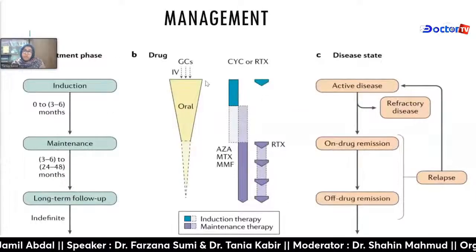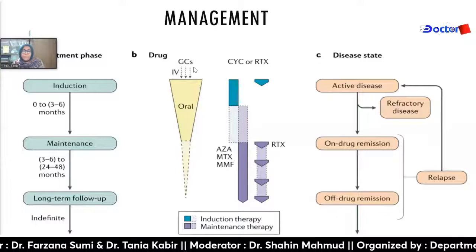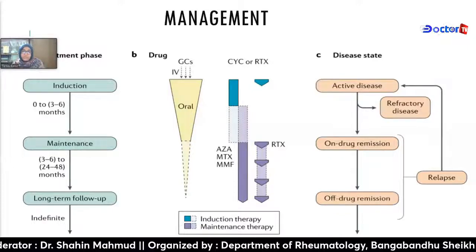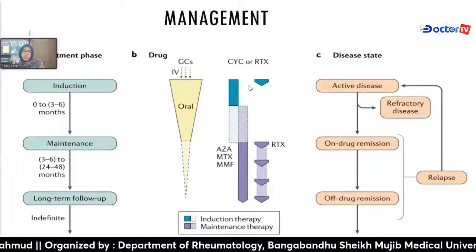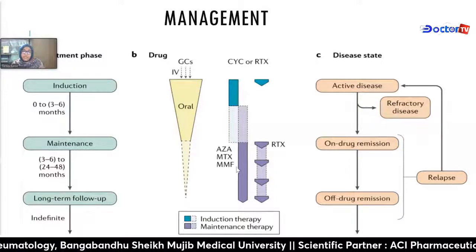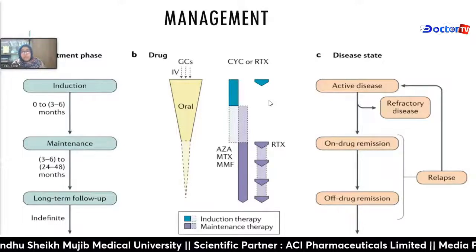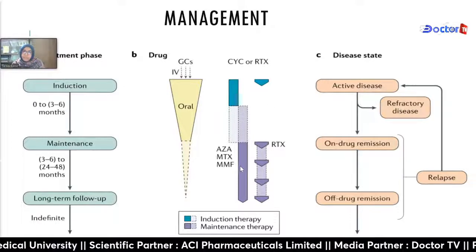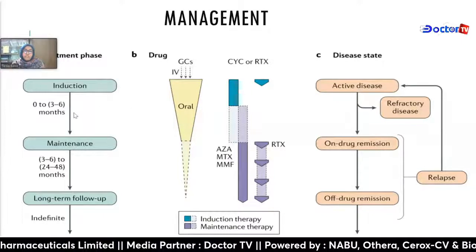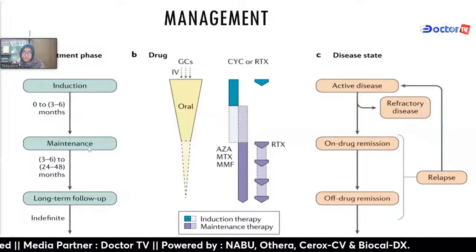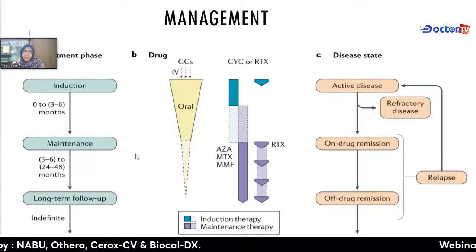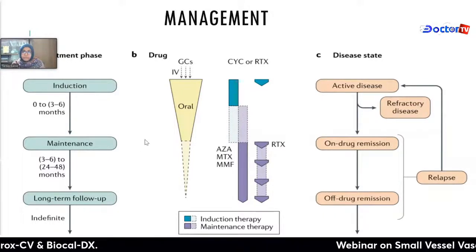Glucocorticoid is still the mainstay of treatment. In organ- and life-threatening conditions, we can use IV pulse methylprednisolone followed by oral prednisolone, along with immunosuppressive agents like cyclophosphamide or rituximab. Azathioprine, methotrexate, and MMF can be used as maintenance therapy. In non-organ-threatening disease, we can use MTX, MMF, or rituximab for remission induction. Induction should be continued for 3 to 6 months, and maintenance should be continued for at least 18 months, ranging from 24 to 48 months, and long-term follow-up should be done in all patients.